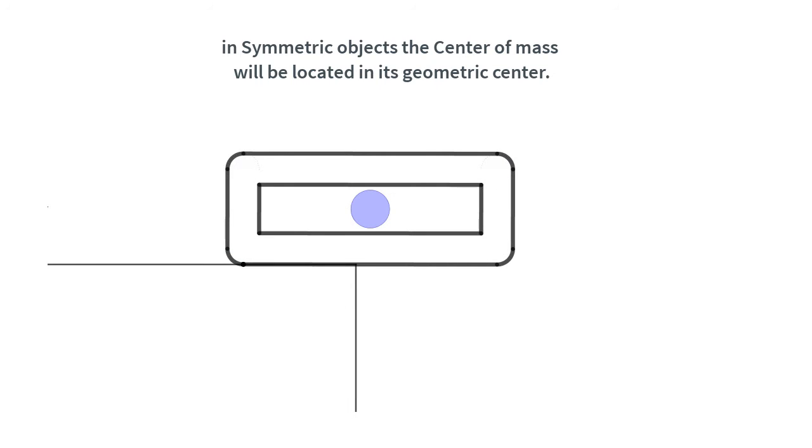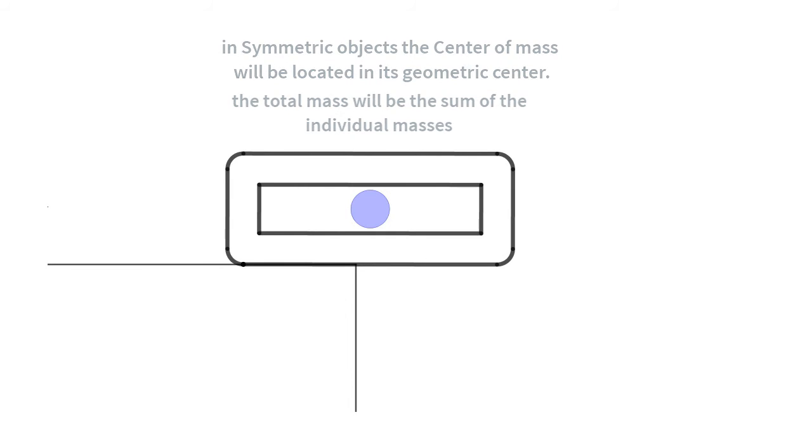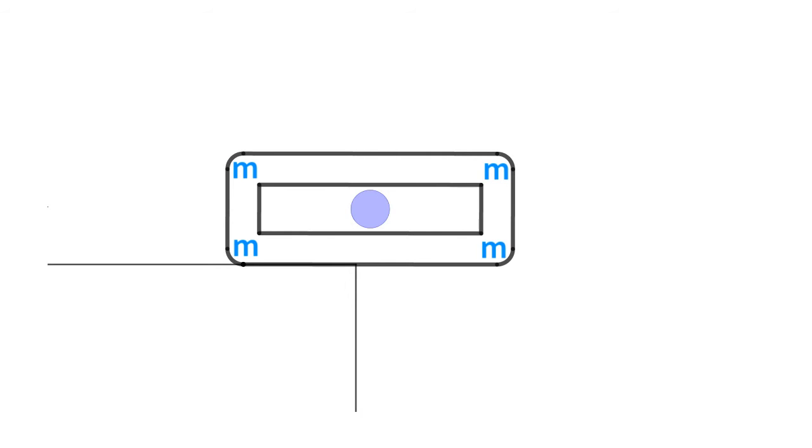So if we have a symmetric object like this one, then we know that the center of mass will be located at the center of the object, and the mass of the center of mass will be the sum of the 4 individual masses. If each of the point masses at our corners had a mass of little m, then the center of mass, which again we're looking at as 1 point particle, would have a mass of 4 times little m.